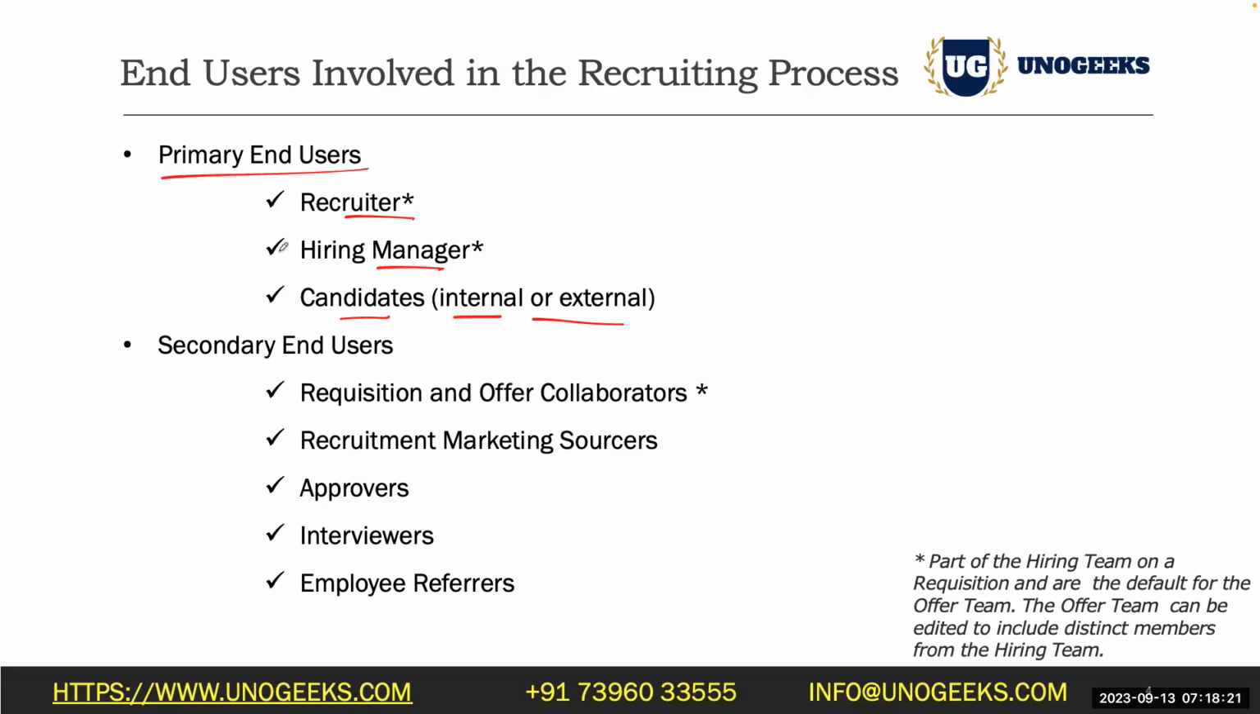And apart from these primary end users, we also have what are called secondary end users. So who are the secondary end users? They are basically the requisitioner, offer collaborators, and then we have marketing sources, approvers, interviewers, and employee referrers. So these are the secondary end users which we have in the recruiting module.